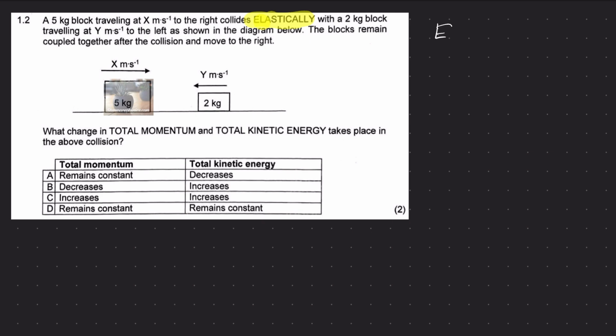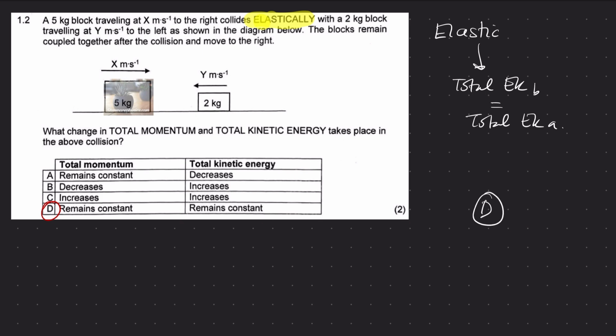And we know that elastic tells us that the total kinetic energy before is equal to the total kinetic energy after. So total kinetic energy is not going to change. It is unchanged. Okay? And if we look at the options, the only option where total kinetic energy remains constant is D. So D is our answer. Fairly straightforward.